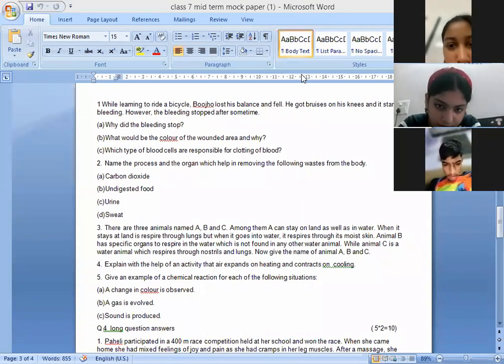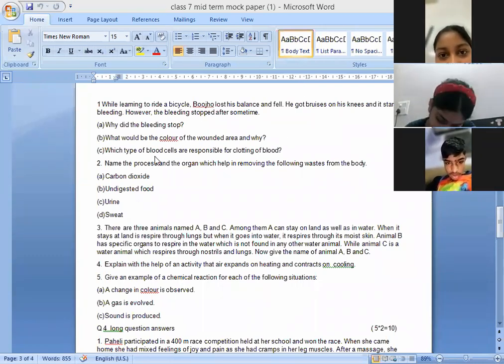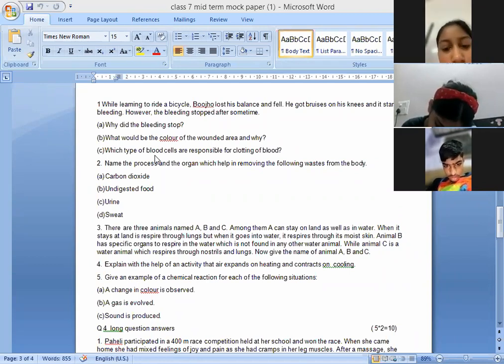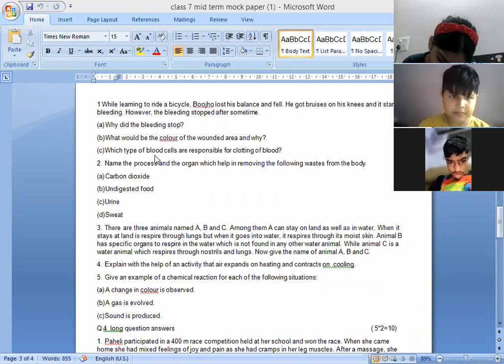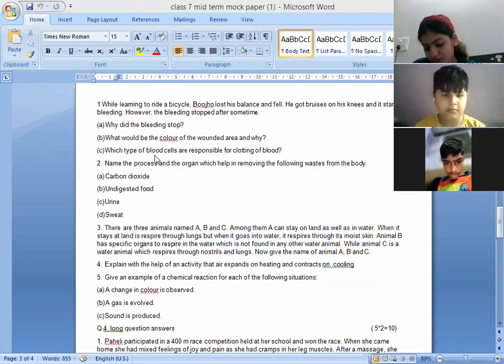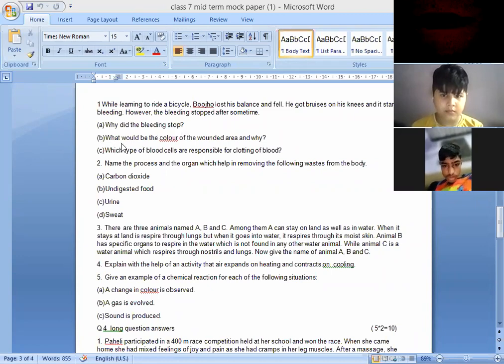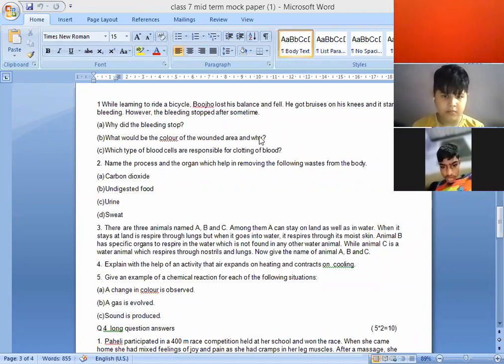Okay, Nishchay can give the answer, and in the meantime, you can think about the second question. Yes, Nishchay, why has the bleeding stopped? Yes, ma'am. Bleeding has stopped because of the platelets present in the blood. Platelets help in the clotting of the blood. Good.